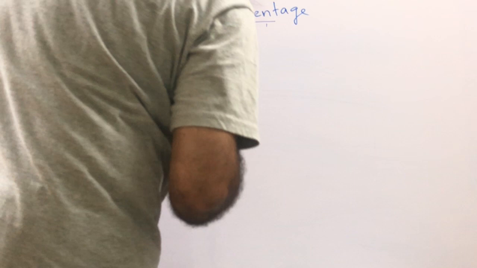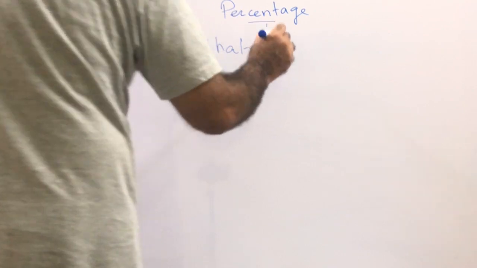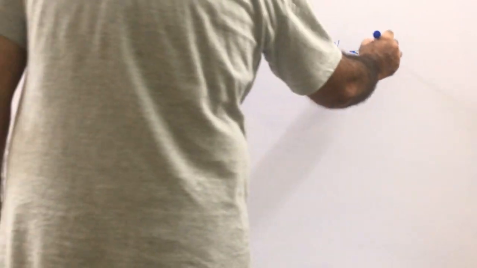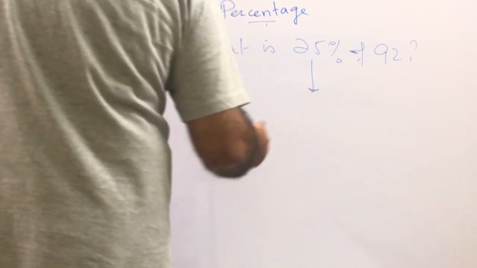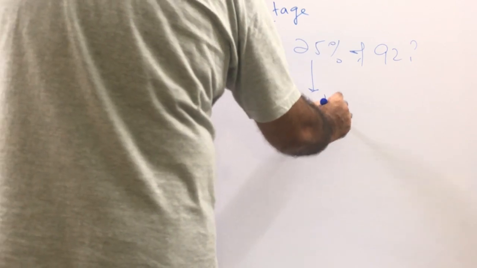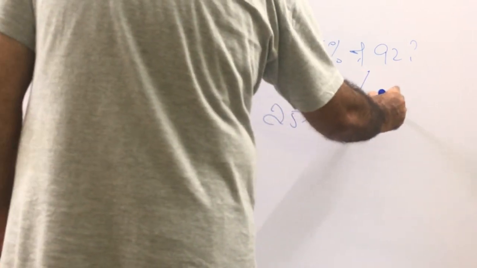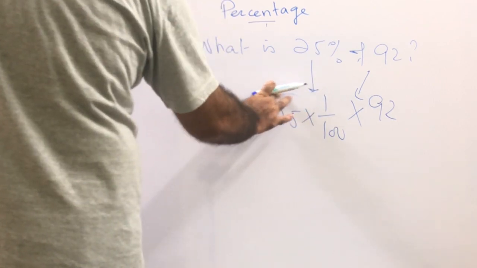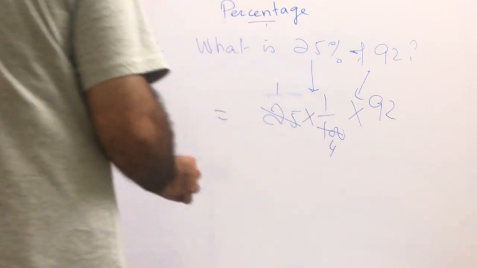Question number 3 says, what is 25% of 92? You should know 25 percent means 25 times 1 over 100. We write it like this, and of means multiply, so 92 comes like this. Then we can simplify: divide 25 by 25, and 25 fours are 100, so it is simplified.